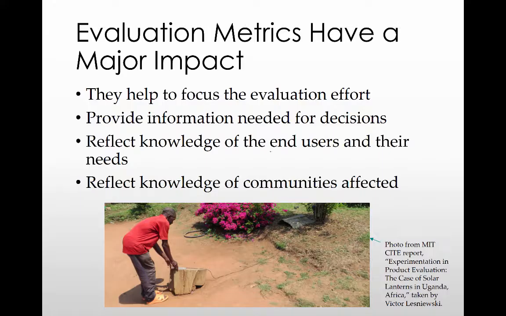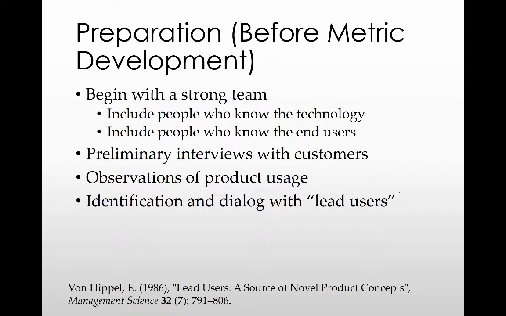So we've got the people that actually use the product. For example, here's a person in Uganda, and he is charging a solar lantern. The fact that he does it in this particular way on this particular surface may have relevance. But it's not enough just to know about the end users. We also need to understand the communities that are affected. We may need to understand not just the person who uses the solar lantern, but maybe the person who sells it. Maybe also the person who sells the competitive product, a kerosene lantern.